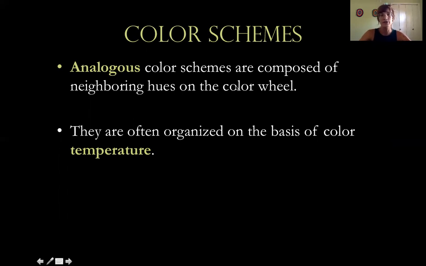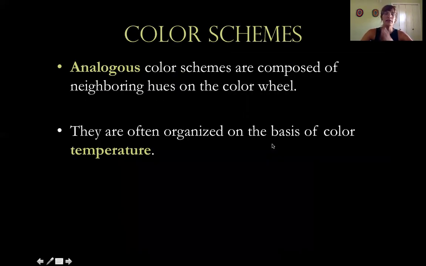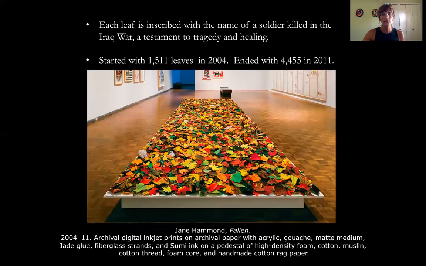Analogous color. These are color schemes that are composed of neighboring hues on the color wheel. For instance, analogous colors for red would be red-orange and orange, right? Analogous colors for green would be yellow-green or blue-green. So, colors next to one another. If artists use analogous colors together, we often get what we call a color temperature. And so if you're talking or writing about art, you can talk about a color scheme being warm or cool, right?